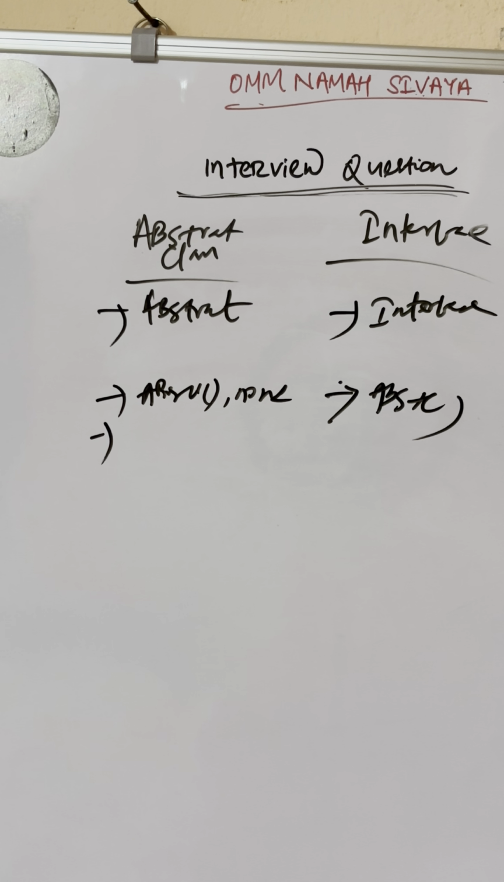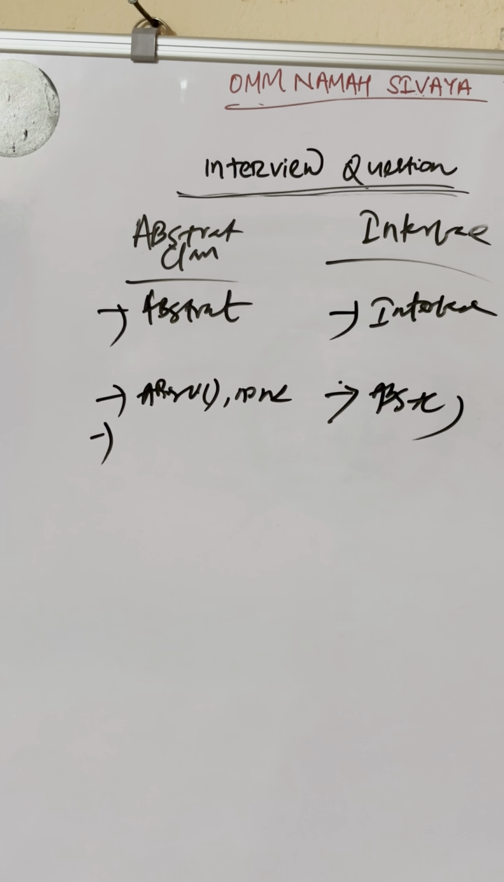An abstract class can provide implementation of an interface, but an interface cannot provide implementation of an abstract class. An abstract class can have a main method, static method or constructor. But in case of interface, it cannot have a main method, static method or constructor.